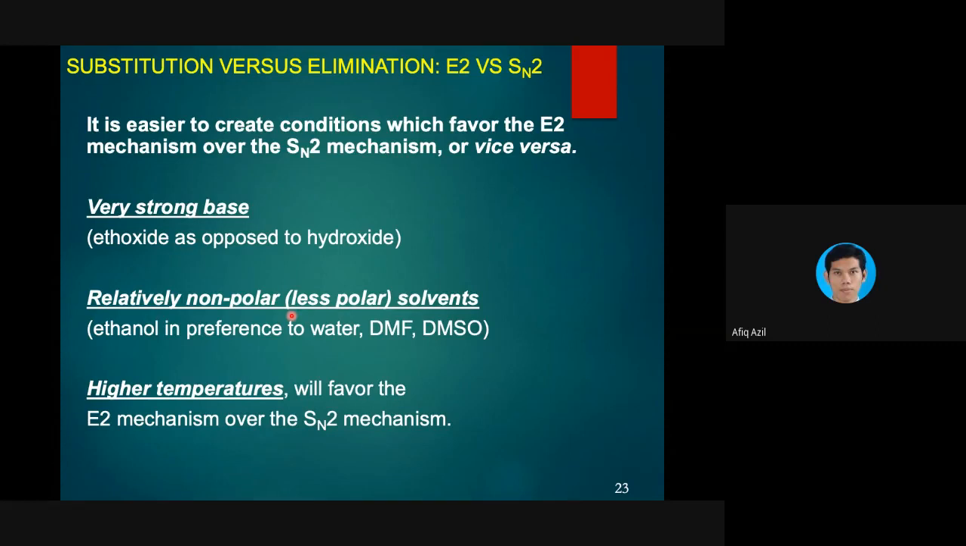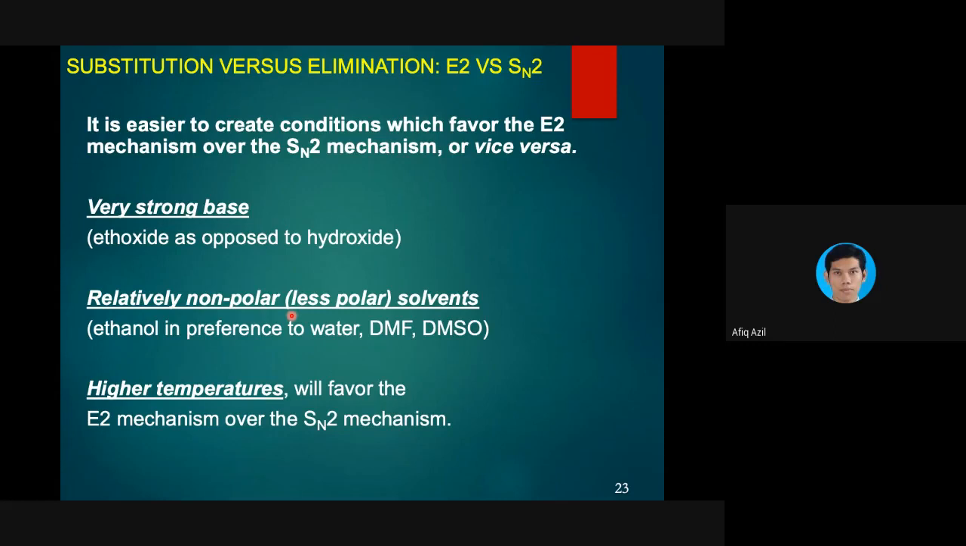In substitution, you are just going to substitute that halide or halogen group with any other nucleophile that is being added. But for elimination, the product formed will exclusively be an alkene. So it is easier to create conditions which favor elimination reactions, or the E2 mechanism, over the SN2 mechanism. In the E2 mechanism, you basically need a very strong base. Okay, a strong base is also a strong nucleophile.